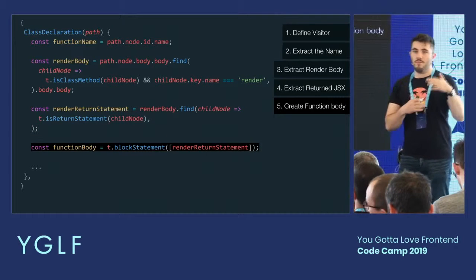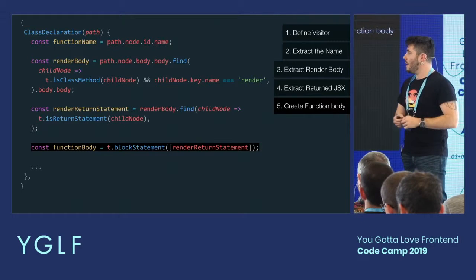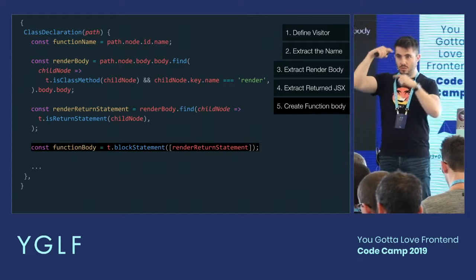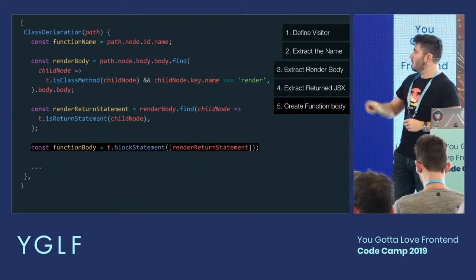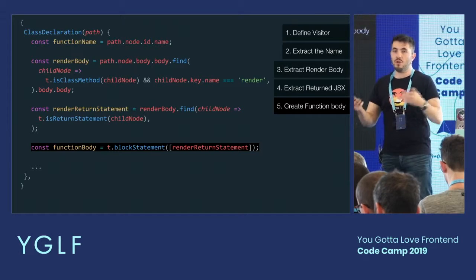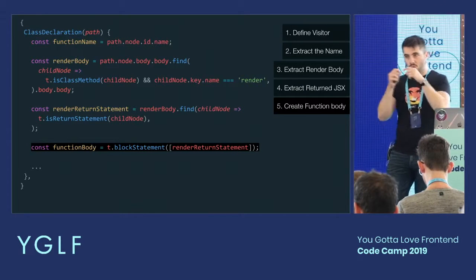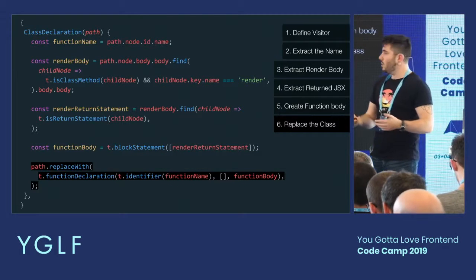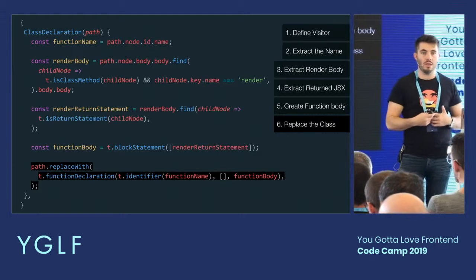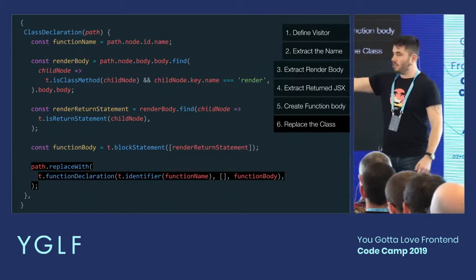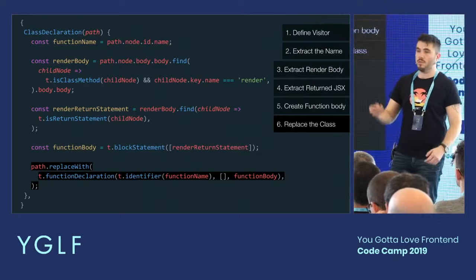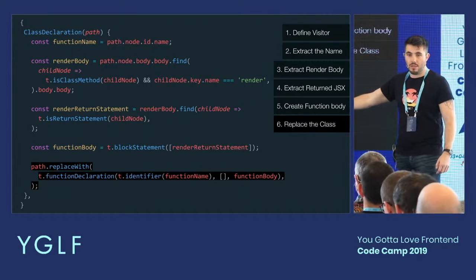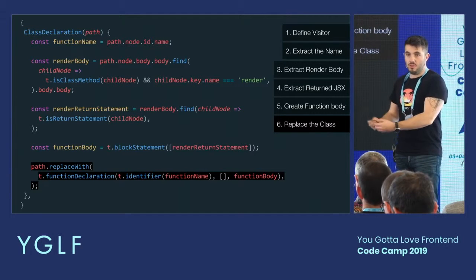Finally, we will construct a function body, again using Babel types, which is basically the thing that is between the two curly braces within the function. And we will define its body as the original return statement, which contains the JSX we need. Finally, we will replace the class with the functional declaration, which we will construct using Babel types, passing it the original name and the body that contains the JSX, right?